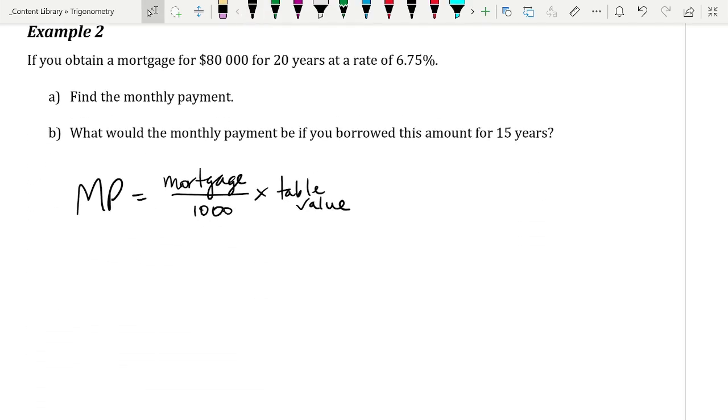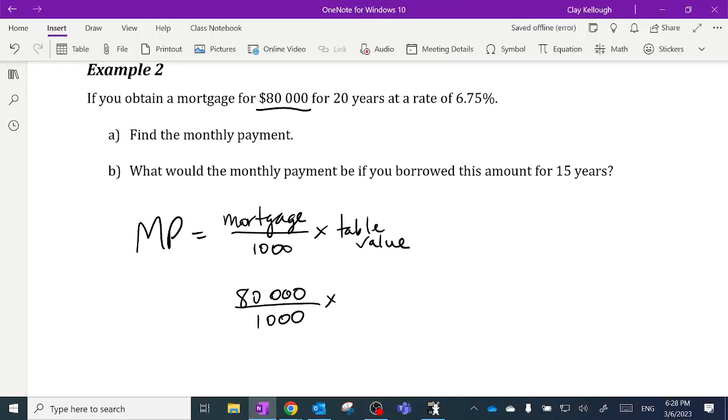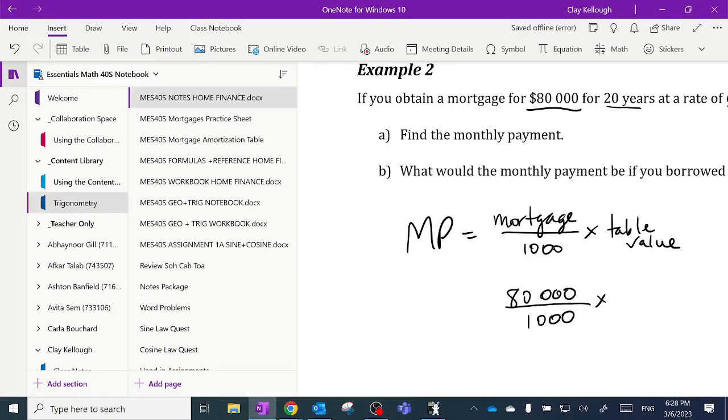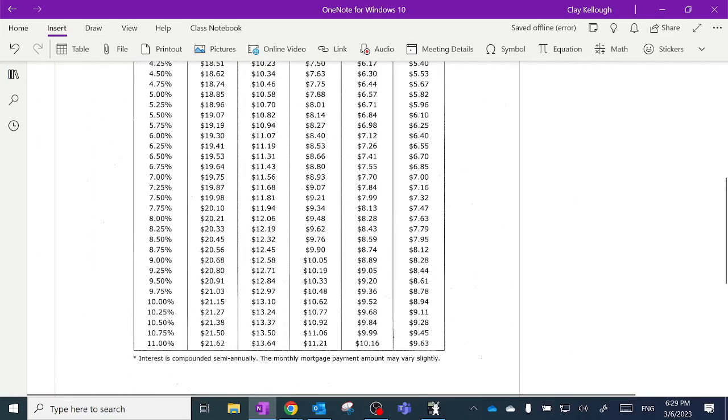So the mortgage divided by 1,000. What is the mortgage? Well, the mortgage is $80,000. So 80,000 divided by 1,000, and then times the table value. My guest teacher will hand out this table to you today, but if you want to have a quick look at it here, we have to look up a table value for 20 years at 6.75%.